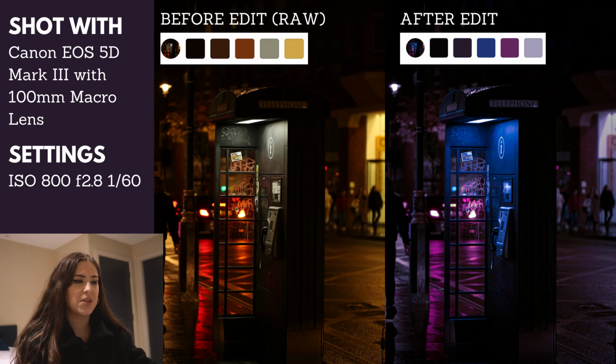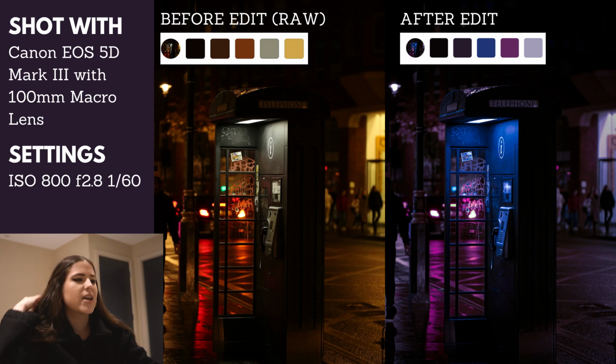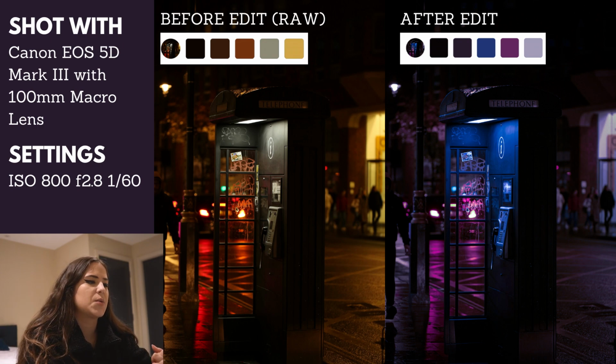This photo was shot with a Canon 5D Mark III and the lens I used for this shot was a 100mm macro lens at f2.8. So yeah, it was shot at night in Soho. It was raining and I was focusing on the telephone booth when I took the shot.